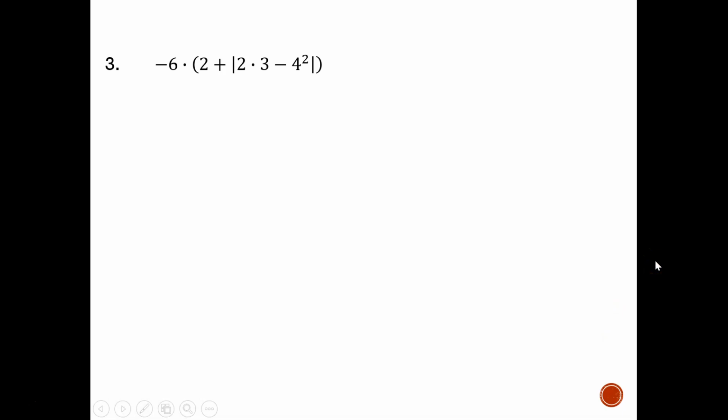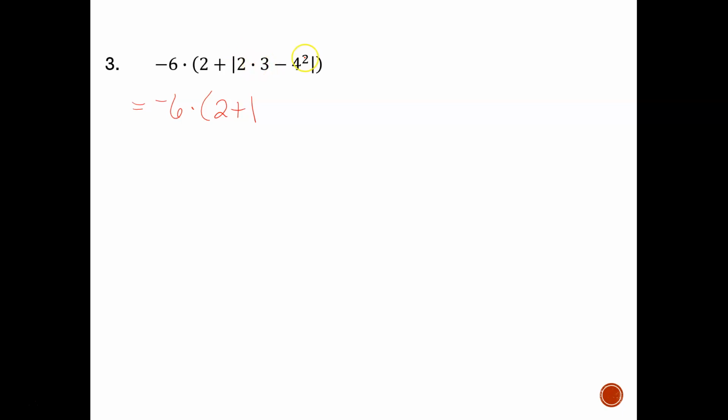Number 3. This one has parentheses, and then inside the parentheses you've got some absolute value bars. When you have more than one set of grouping symbols, always start with the innermost. So that would be our absolute value bars. We're going to bring everything else down. Keep the bars on. We have to keep the bars until we get a single number inside that we can take the absolute value of.